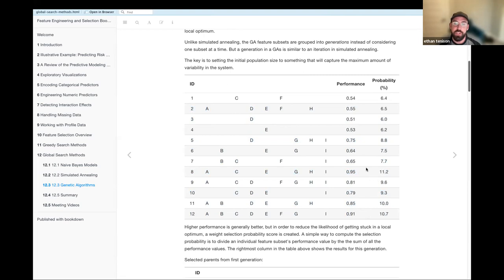So in this way, this is another way of ensuring you don't get stuck in a local optimum, because if there's a solution that you would probably not see, or there's a low likelihood of it occurring, it might not make it into that fittest population criteria that is mated to create the offspring. So higher performance is generally better, but there's a weighted selection probability that ensures that you don't get solutions that may not occur.